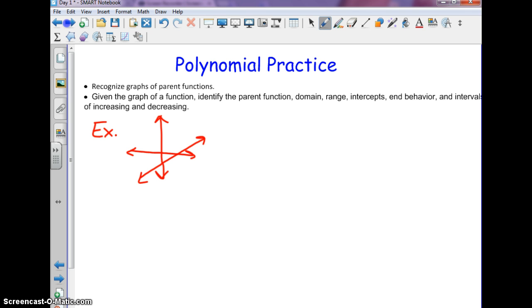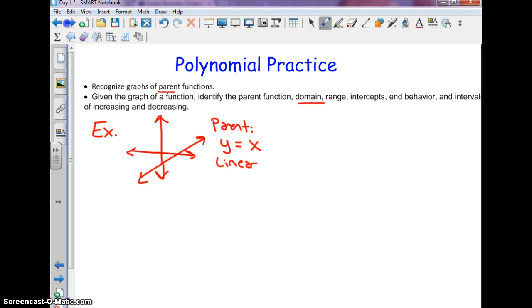Even though it's not the parent function because it doesn't go through 0, 0, I know that it is linear because it doesn't have any curves, right? It has a y-intercept and it has a slope. So I know that the parent is a linear function, which is y equals x. Okay?